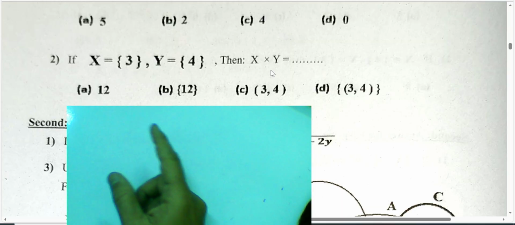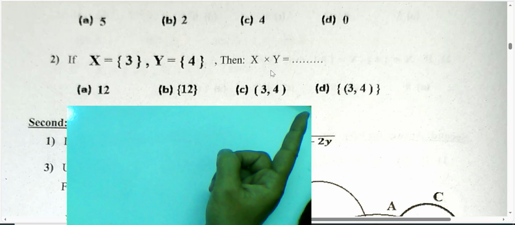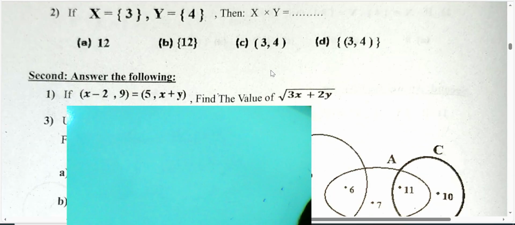Next question. We have x and y. We want the Cartesian product between x and y. The answer will be letter D. Set of 3 and 4. Choose letter D.